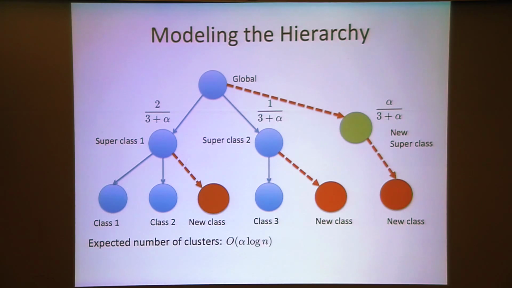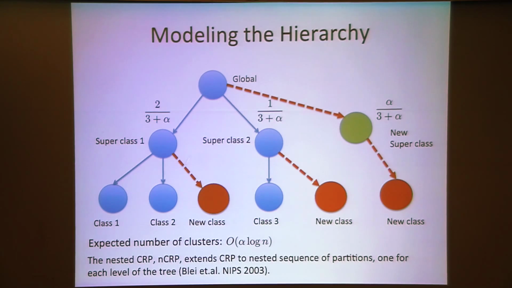And the expected number of classes grows as alpha log n. There is an extension of this process called the nested Chinese restaurant process that extends CRP to a nested sequence of partitions. You can define exactly the same process, so you can define a prior probability over different tree hierarchies. Each particular instantiation of the tree would have a prior probability associated with it according to this process. And of course, the depth of the tree would be controlled by this hyperparameter alpha.